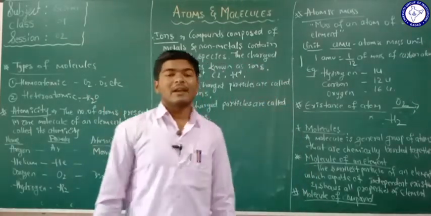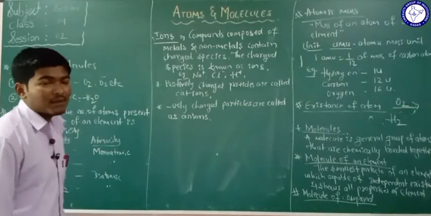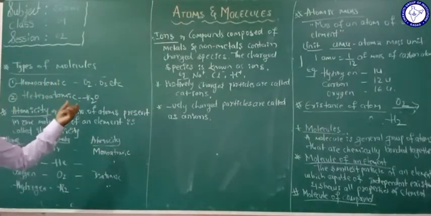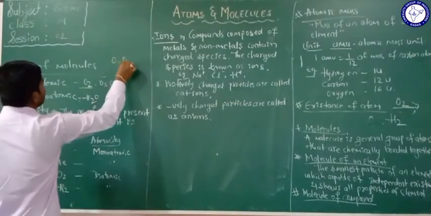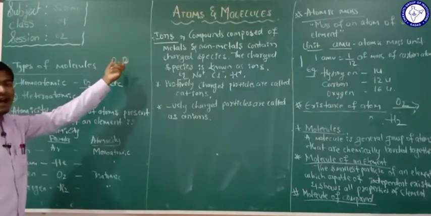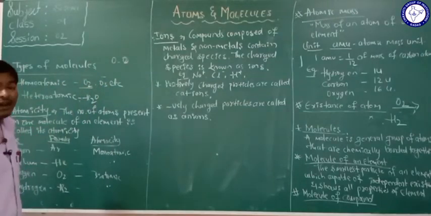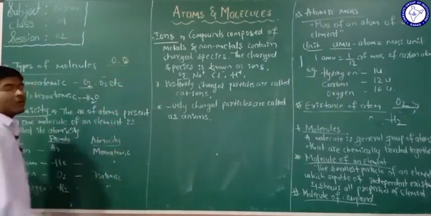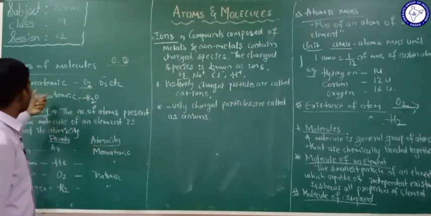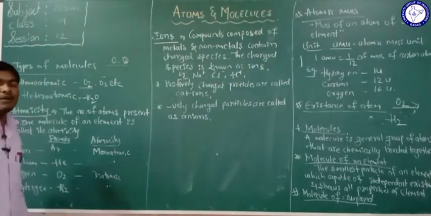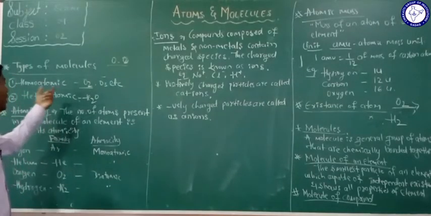If a molecule contains the same types of atoms, then that molecule is called a homoatomic molecule. For example, the oxygen molecule, O2. Here two oxygen atoms are present, both the same: one oxygen atom and another oxygen atom. Two oxygen atoms are present in one oxygen molecule, therefore it is a homoatomic molecule. And O3, three atoms of oxygen in an oxygen molecule, is also a homoatomic molecule. So a molecule which contains the same types of atoms is called a homoatomic molecule.